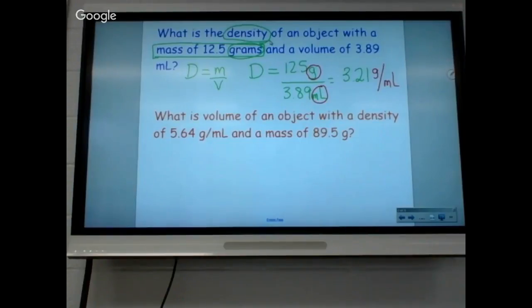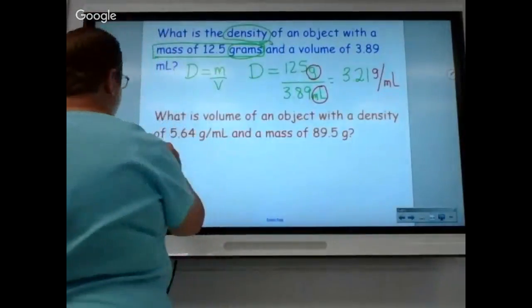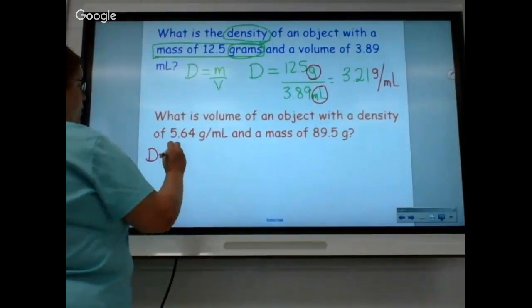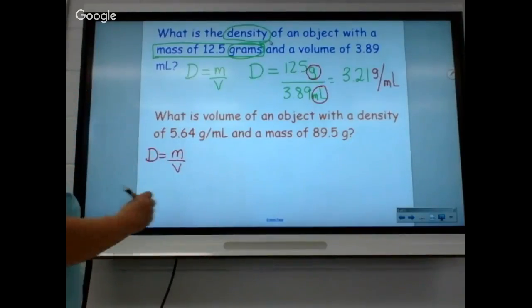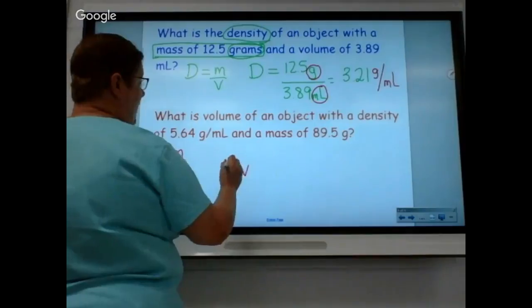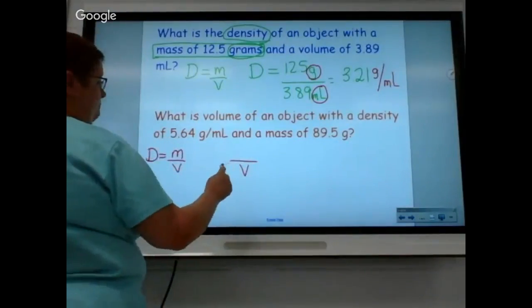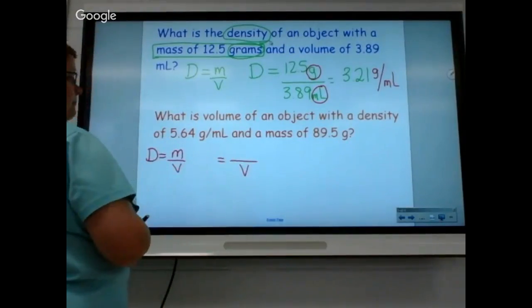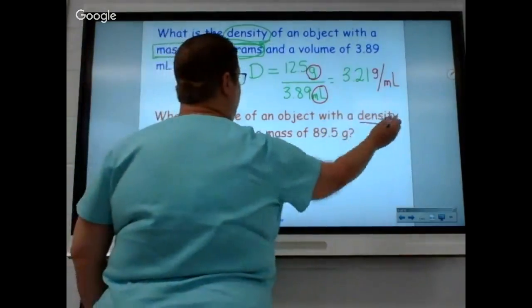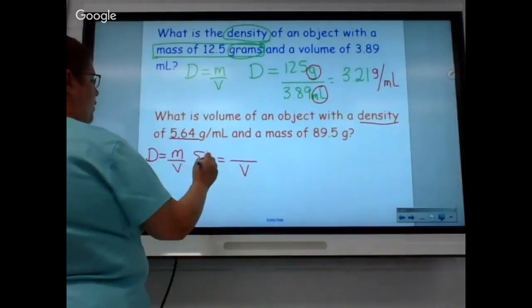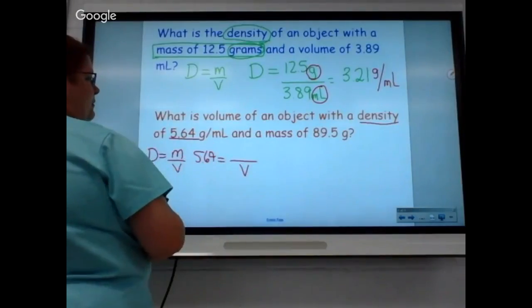All right, so what are they asking us to find here? And what volume? Now, this is one of those that I would tell you that those of you who have great math skills, solve it any way you want to. You will never hear me complain, okay? They're asking you to find volume, so we have to have density and mass, right? So what's the density? 5.64. See how it said density of? So 5.64. What's my mass?